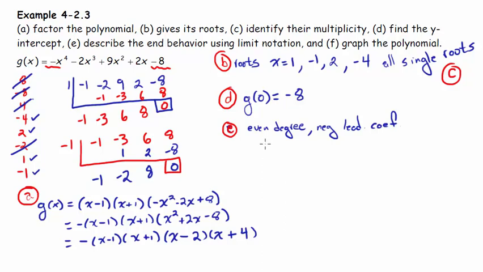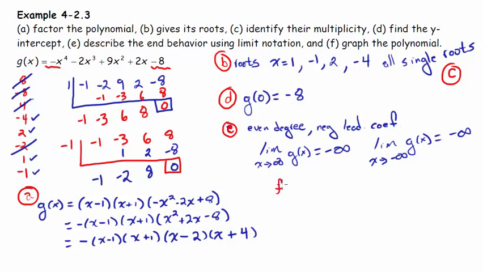So our limit notation would be the limit as x approaches infinity of g of x. So as I go to the right, I am going down, so that would be negative infinity. Alright, and then the limit as x approaches negative infinity of g of x is also going down, so another negative infinity. Alright, now we can put all this back together and graph this, or look at our graphing calculator to help us graph this.